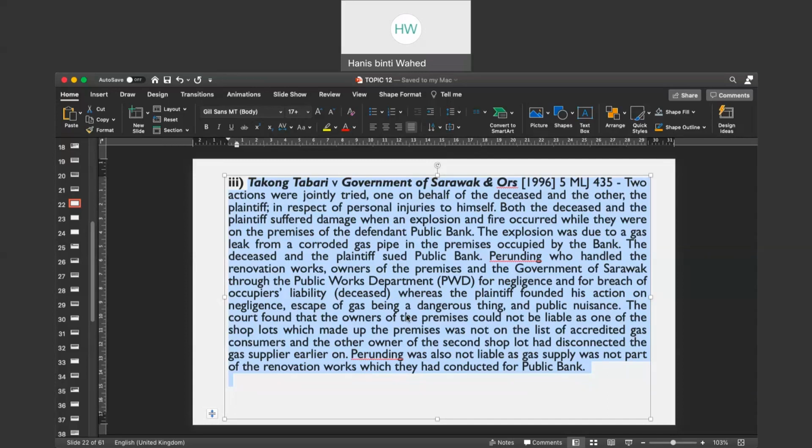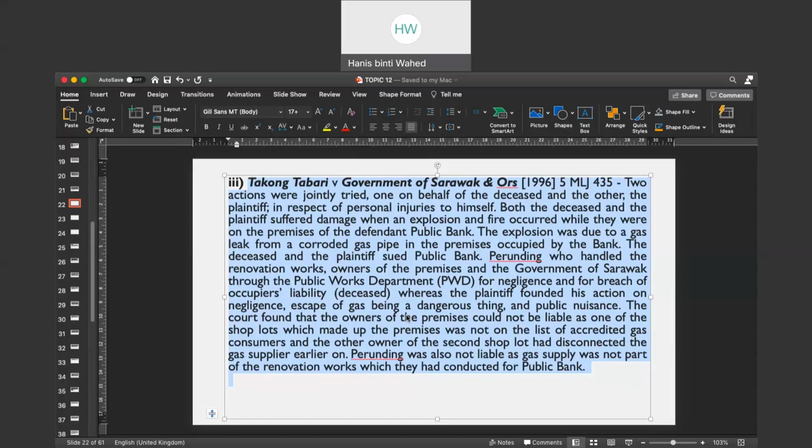Why? Because the deceased was merely a customer of the bank. So the explosion itself was an unusual danger. It doesn't usually happen at the bank. And then number 3, the danger was not known to the deceased. Because as I've mentioned, the deceased was a customer of the bank. So a customer would not expect to find a dangerous thing, like gas leaking that would cause explosion and fire in the bank. So the danger was not known to the deceased.